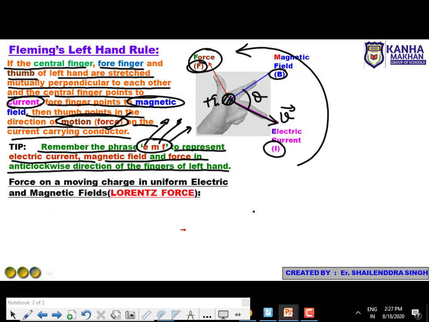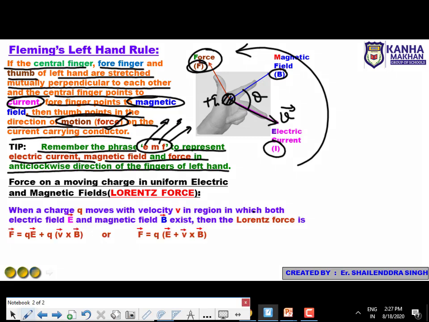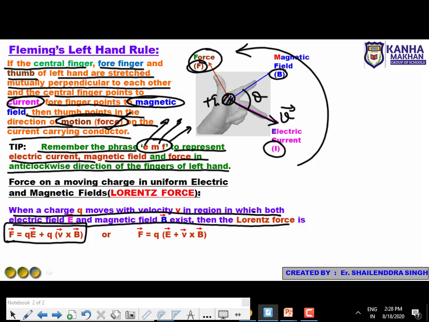Okay. So, finally, all these things are very clear here, but what about the force on a moving charge in a uniform magnetic field as well as an electric field, both? How will we find the result here? When a charge q moves with a velocity v in a region in which both electric field E and magnetic field B exist, then the Lorentz force is given as F equals qE vector plus qv cross B vector, or it can be written with q taken common: q times E vector plus v cross B vector.